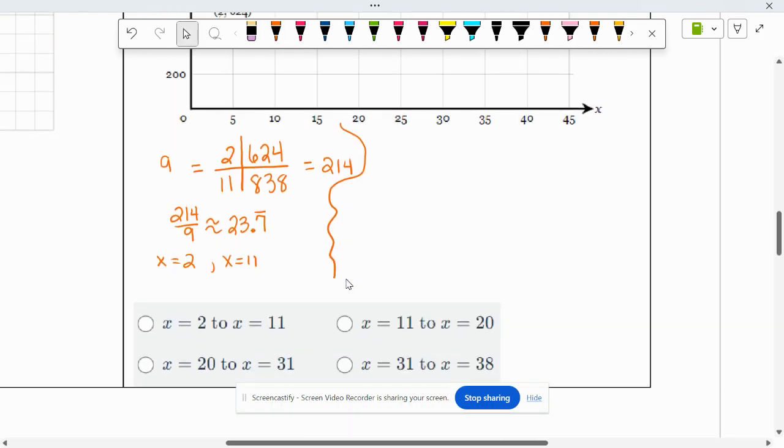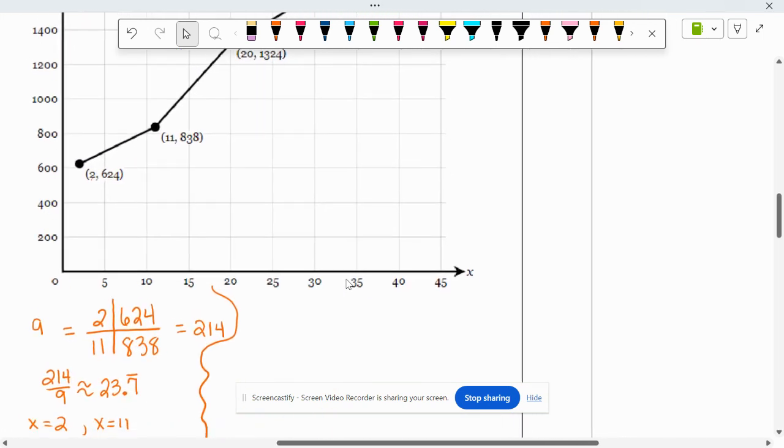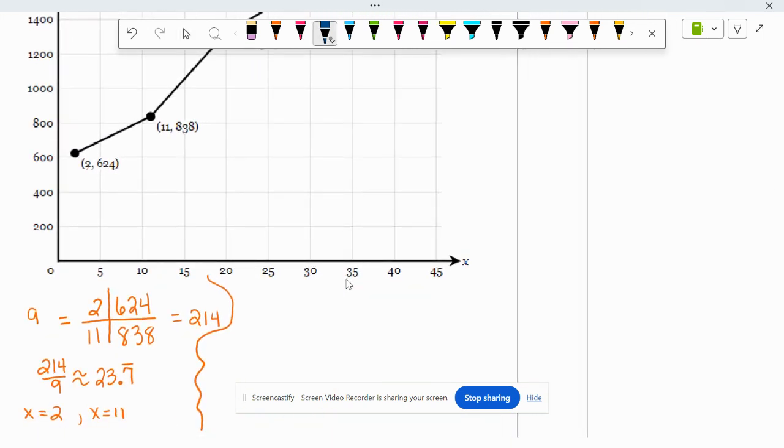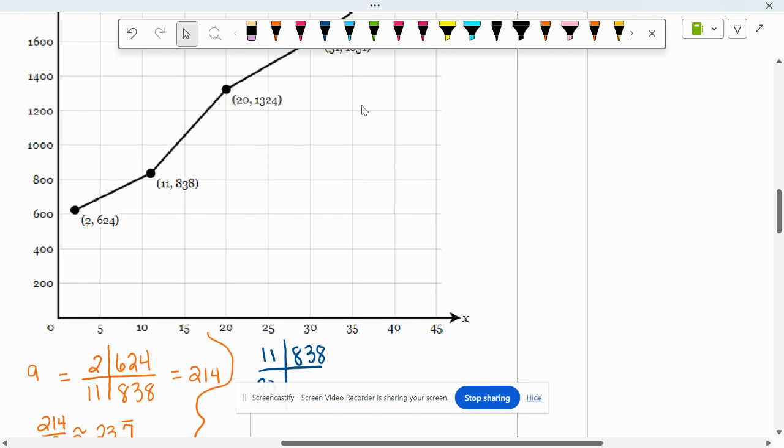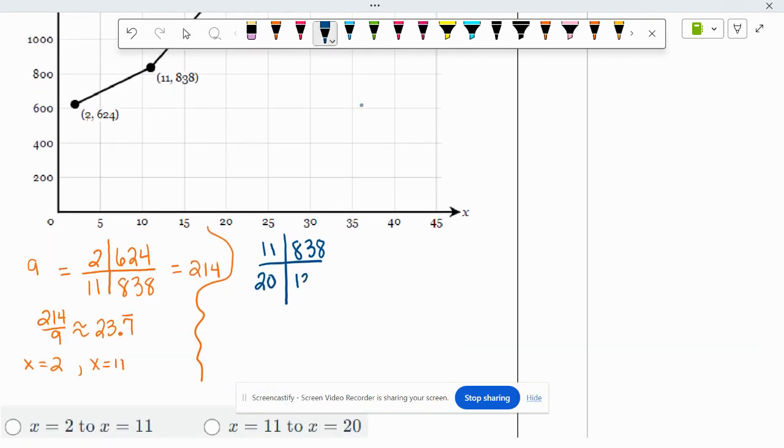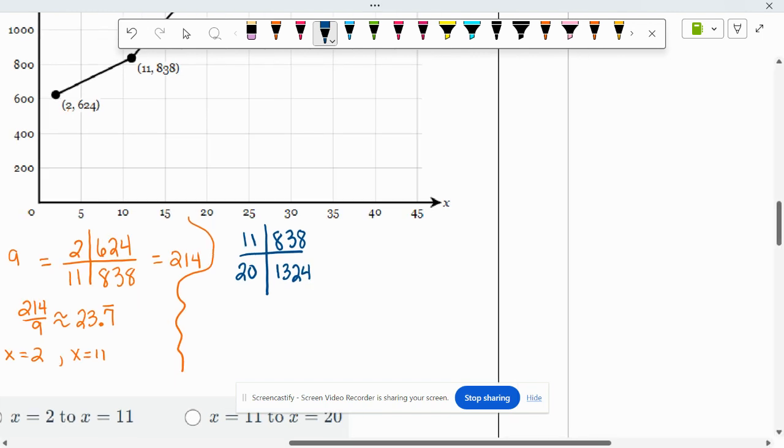Okay. So what about the 11 to 20 interval? When x is 11, my output is 838. And when x is 20, my output is 1,324. Okay. So take 1,324 minus 838. I think it should be 480 something. What'd you get? 486.